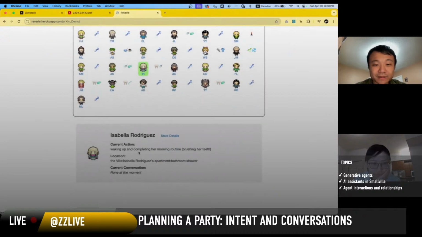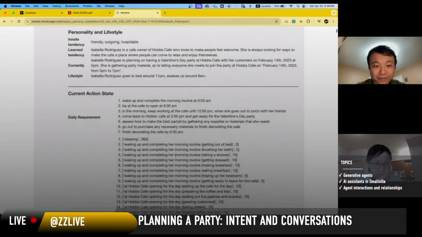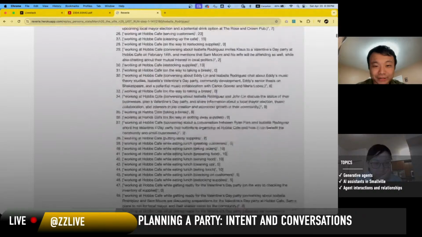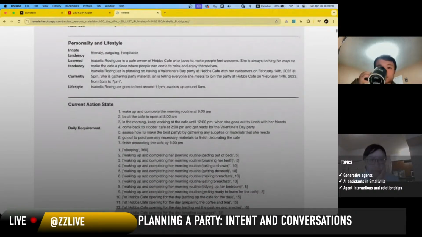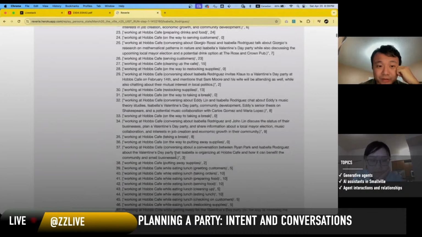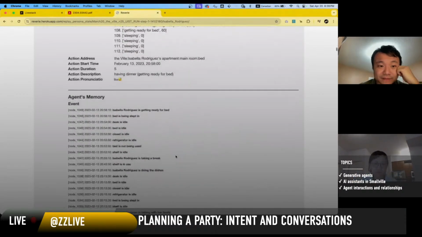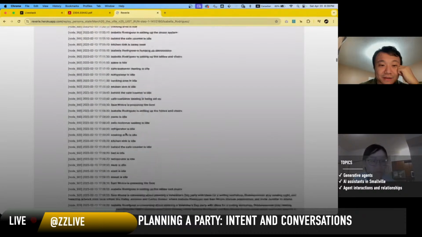She is waking up and completing her morning routine, brushing teeth. Wow, you can see deep. This is cool. This is what we need actually. What's all these daily requirements? Wow, this is so detailed. Agent's memory events. Holy cow.